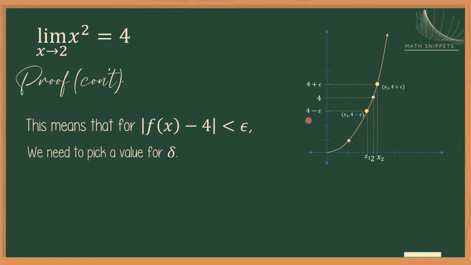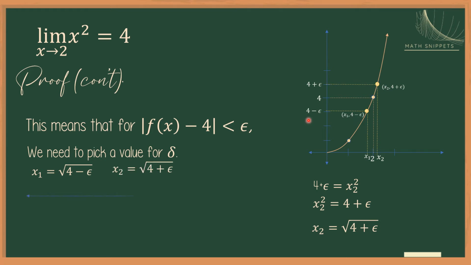So just like what we did in the previous example, we look for delta from epsilon because we need the delta to imply the epsilon condition. So it's like we're doing things backwards. So let's solve for x sub 1 and x sub 2 to express them in terms of epsilon. For this case, we get x sub 1 equals square root of 4 minus epsilon. X sub 2, on the other hand, gives us the value of square root of 4 plus epsilon.